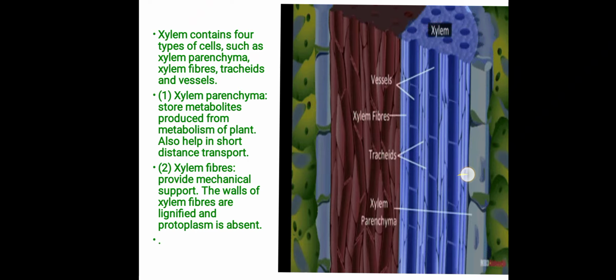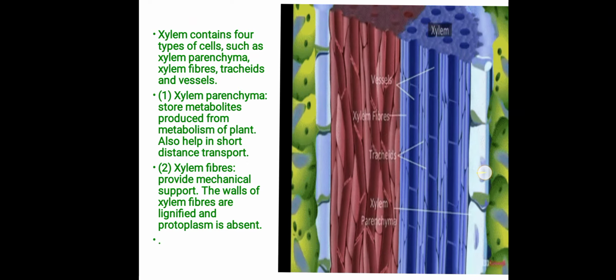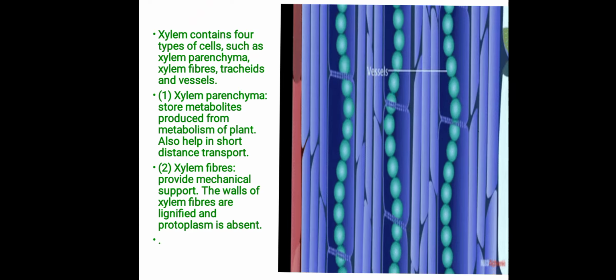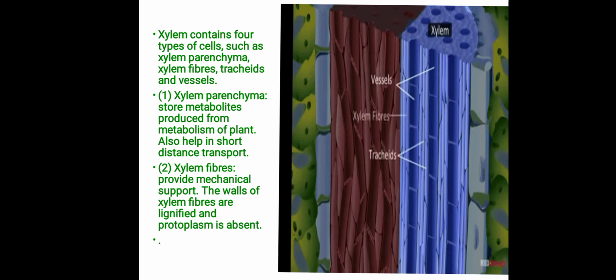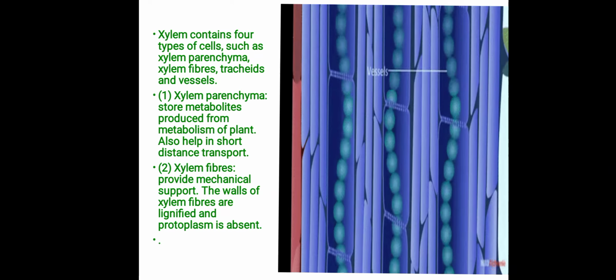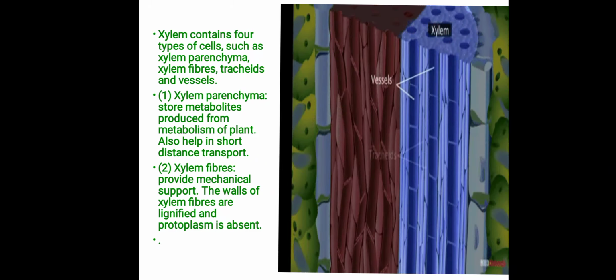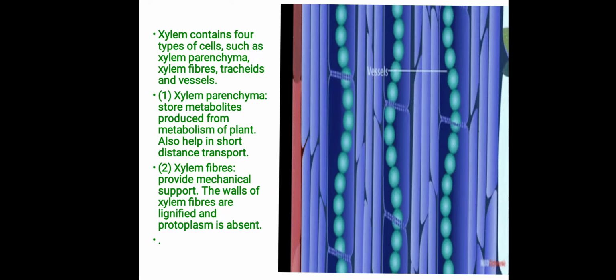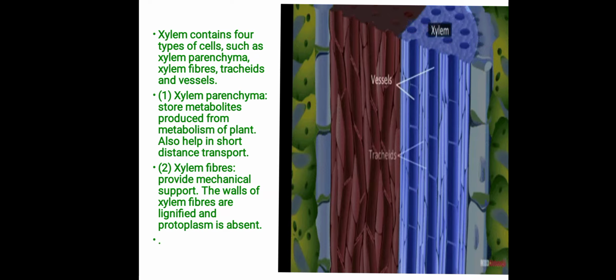Today we'll be learning about them. That is, xylem contains 4 types of cells such as xylem parenchyma, xylem fibers, tracheids, and vessels. So what is xylem parenchyma and function of xylem parenchyma? It is to store metabolites produced from metabolism of plants and also helps in short distance transport.